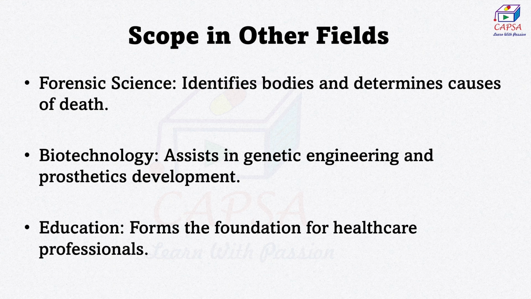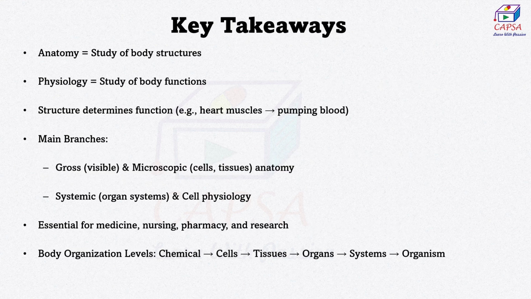Beyond the medical and health sciences, anatomy and physiology are vital in other fields also. Forensic science utilizes this knowledge to identify bodies and determine the causes of death. In biotechnology, it assists in areas like genetic engineering and the development of prosthetics. Moreover, anatomy and physiology form the fundamental bedrock for the education of all healthcare professionals.